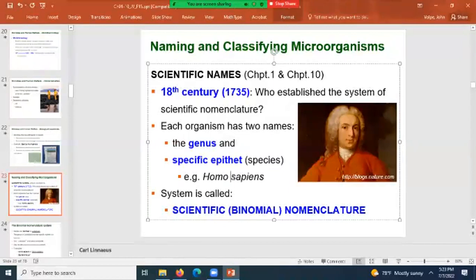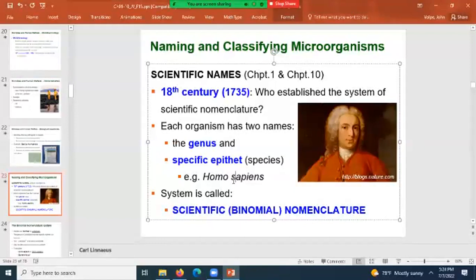So you can't use sapiens to name the species because that's a specific epithet name. For humans, you need to call them Homo sapiens, Homo being the genus, and then sapiens being the species. This is called the scientific nomenclature, as well as the binomial nomenclature, because bi meaning two is binomial, meaning two names to name each species.